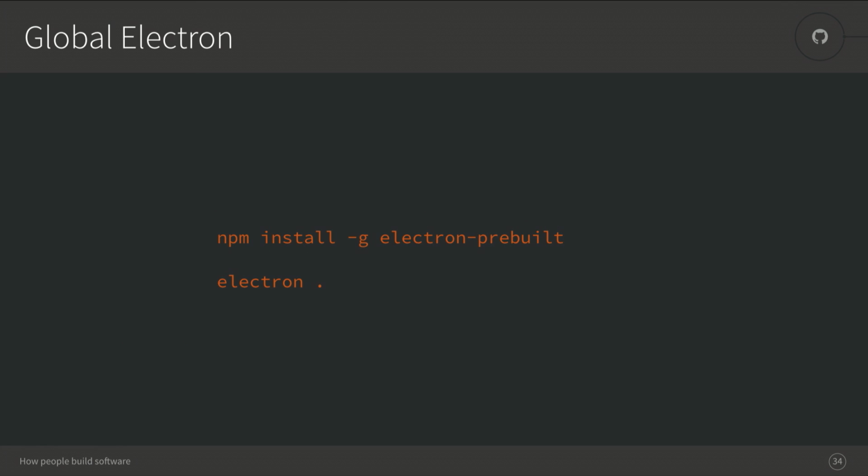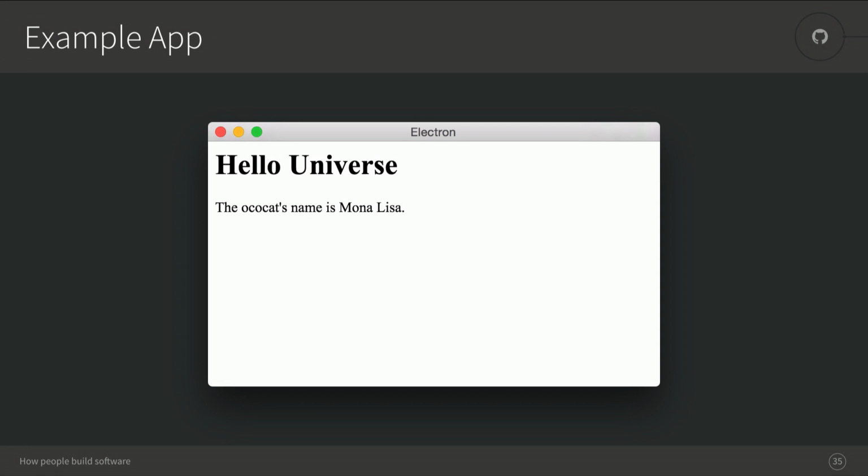So the next thing you do is you can install a module called Electron Prebuilt that lets you execute Electron apps from the command line. So you install that, and then you type electron dot to execute that directory, and you get an Electron app. It says, hello universe, and you didn't know this, but the content of that file was the Octocat's name is Mona Lisa, which is also a true fact.